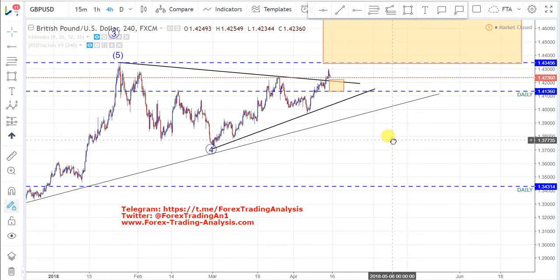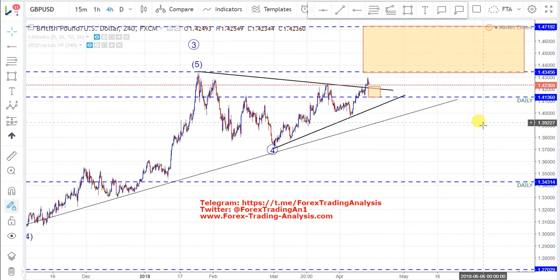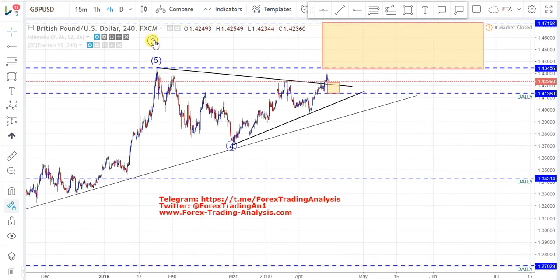Remember, position sizing and money management are key to making money in Forex, and not losing money and blowing accounts.